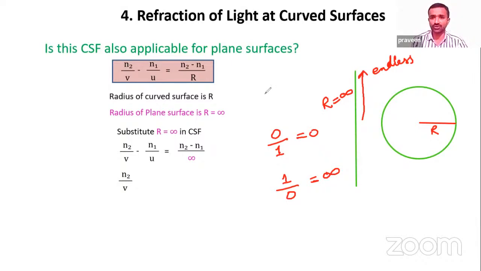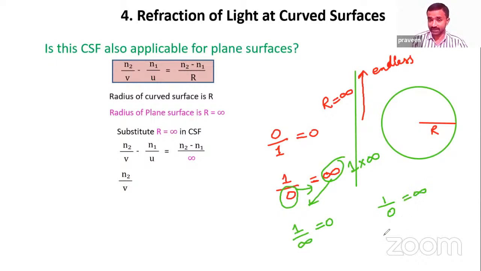Let us transpose these values. Transposing the 0 to the right side and infinity to the left side, we can write 1 by infinity is equal to 0. Here infinity is taken as 1 into infinity, and 1 into something is that something only. Or there is one more method: 1 by 0 is equal to infinity. Writing reciprocals, 0 by 1 is equal to 1 by infinity. So 0 by 1 equals 0, and 1 by infinity equals 0.